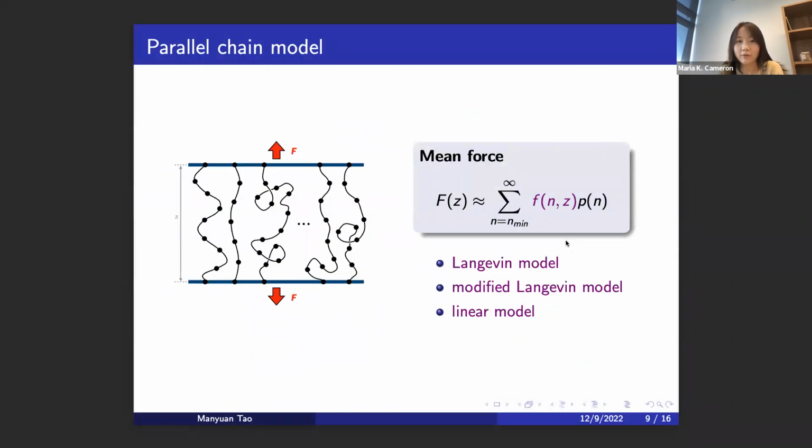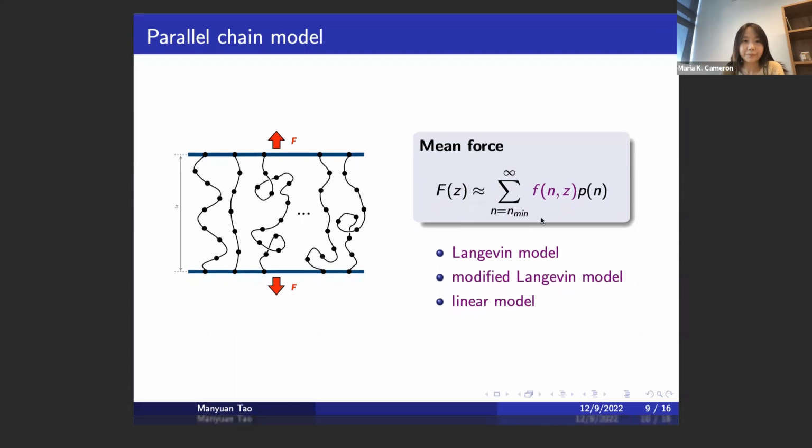Next are our results for the models. For the parallel chain model, we calculated the mean force at the top using this formula. Here, F of nz is the stress-stretch relationship. We study 3 different types of stress-stretch relationships: the Langevin model, the modified Langevin model, and also the linear model for comparison. P of n is the probability for the number of Kuhn segments.